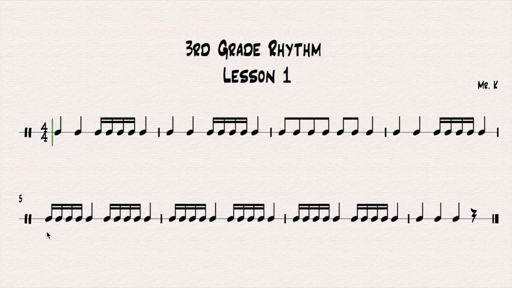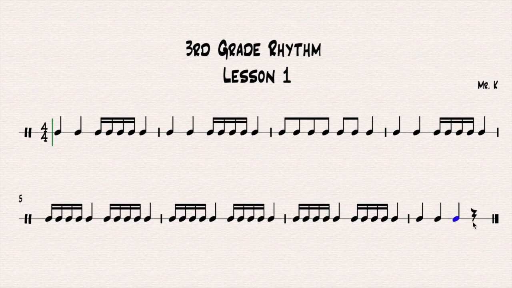Ready? Count. 1E and a 2, 3E and a 4. 1E and a 2, 3E and a 4. 1E and a 2, 3E and a 4. All right. Now this last measure has our rest. Remember, we have to count that rest inside our brain. We can't count it out loud because it means silence. So we have 1 quarter note, 2 quarter notes, 3 quarter notes.